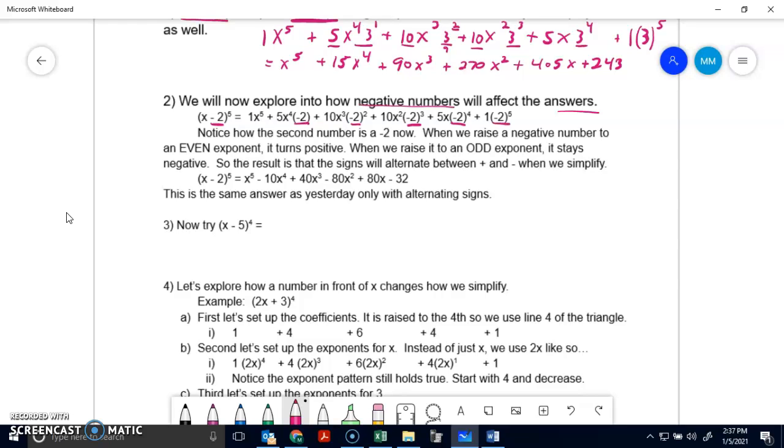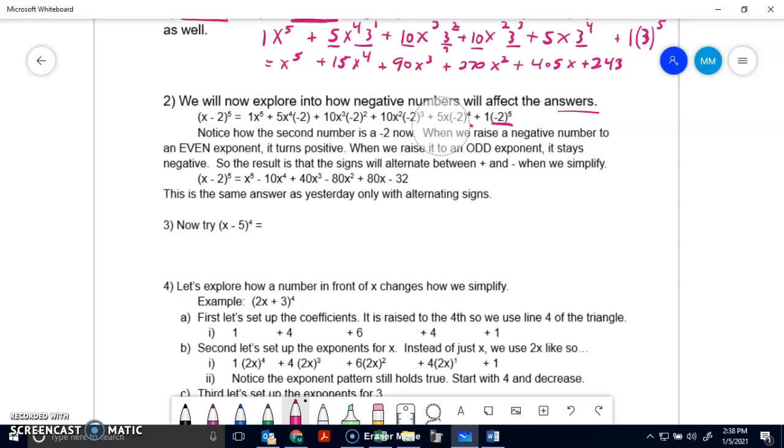In this case, now yesterday we did it as a positive 2. Because it's a minus 2, that minus stays with the 2, and it's a negative 2 being raised to the 1st, to the 2nd, to the 3rd, to the 4th, to the 5th. So again, how I set this up, I take the coefficients for 5, which is 1, 5, 10, 10, 5, 1 from the Pascal's triangle. The x variables, exponents, are decreasing, just like they did the last 2 days, starting with x to the 5th, then 4, 3, 2, 1, nothing.